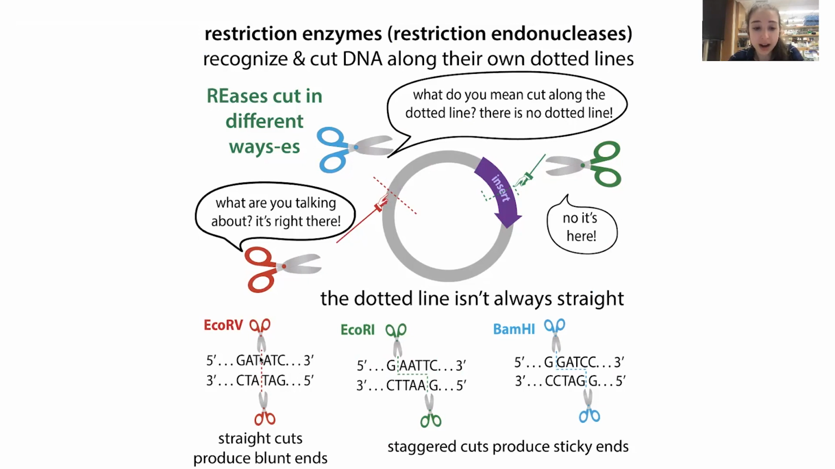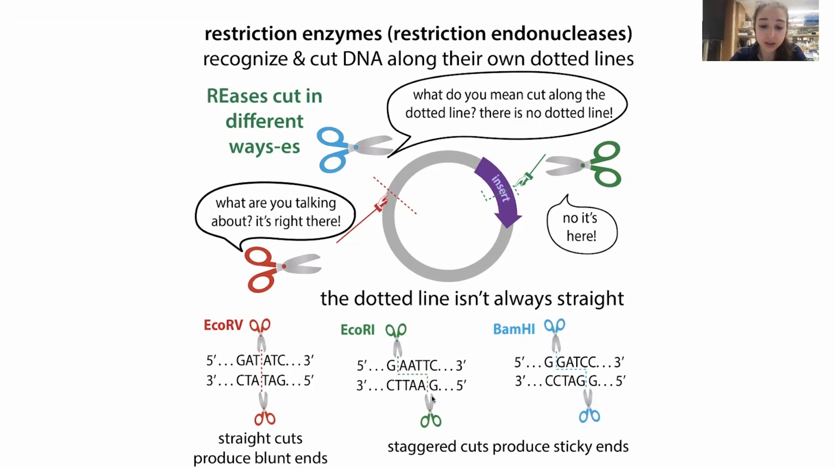And typically they act as a dimer. So you have one copy of the enzyme binding to each strand, and then they're cutting each of these strands. Some of them cut a straight cut, and these produce blunt ends, whereas others cut in a staggered format, and these produce sticky ends.